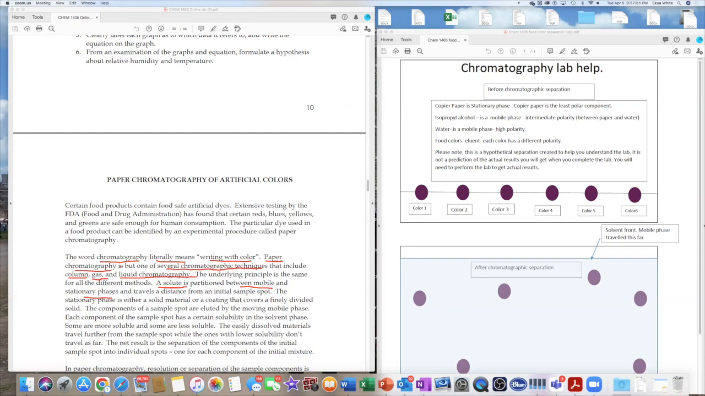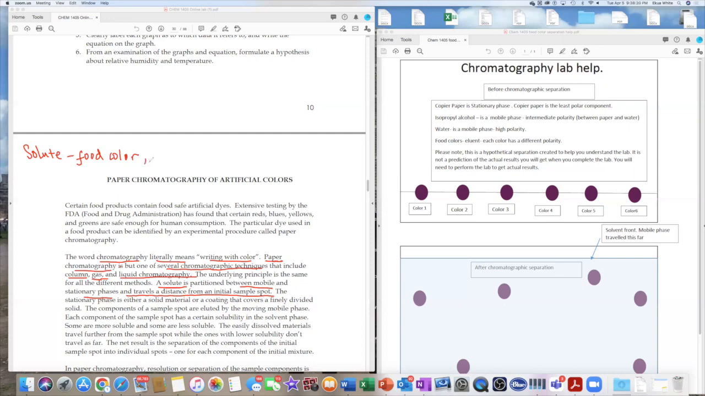mobile phase and a stationary phase and travels a distance from an initial sample spot. Okay, what does this mean? Your solute here will be the food color. So I'm going to write here, it's going to be food color. And this food color will be partitioned between a mobile phase that will be the solvent that you put the paper in, and a stationary phase. The stationary phase here will be the paper.